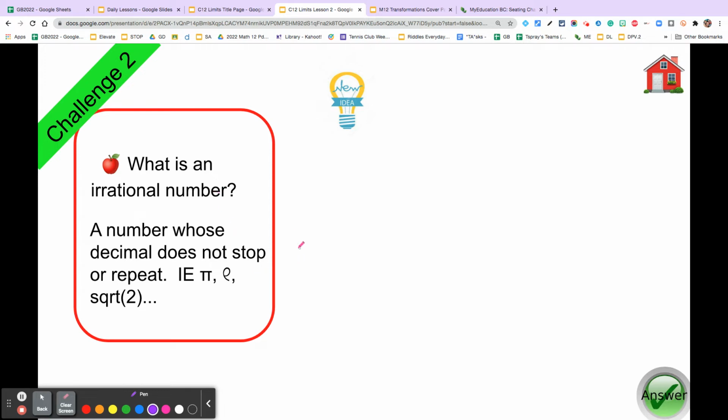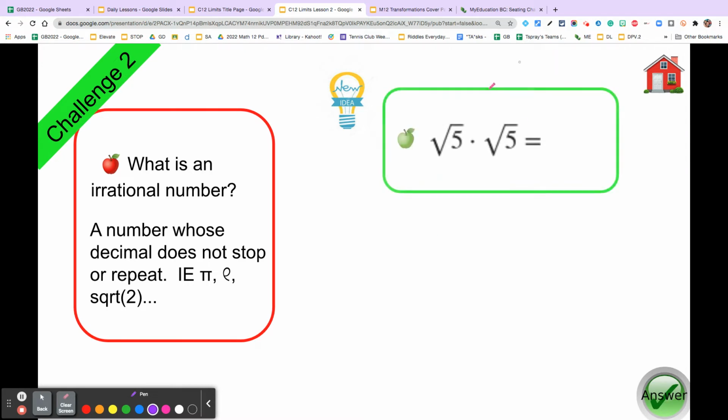So it has a pattern. It has an endless string of digits with no patterns and no repeating. If we multiply root 5 by root 5, that's going to be the square root of 25, which is equal to 5. Or put another way, if you multiply root 5 by root 5, you're just going to get 5.